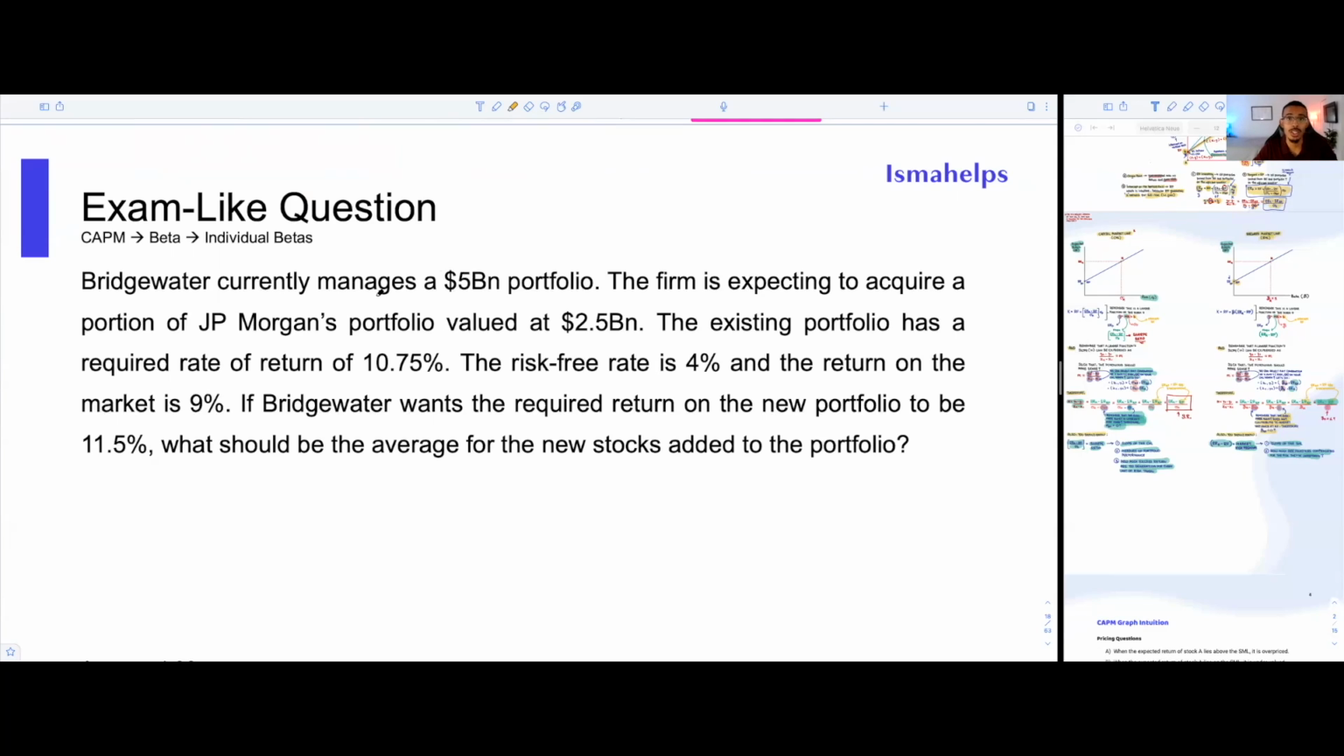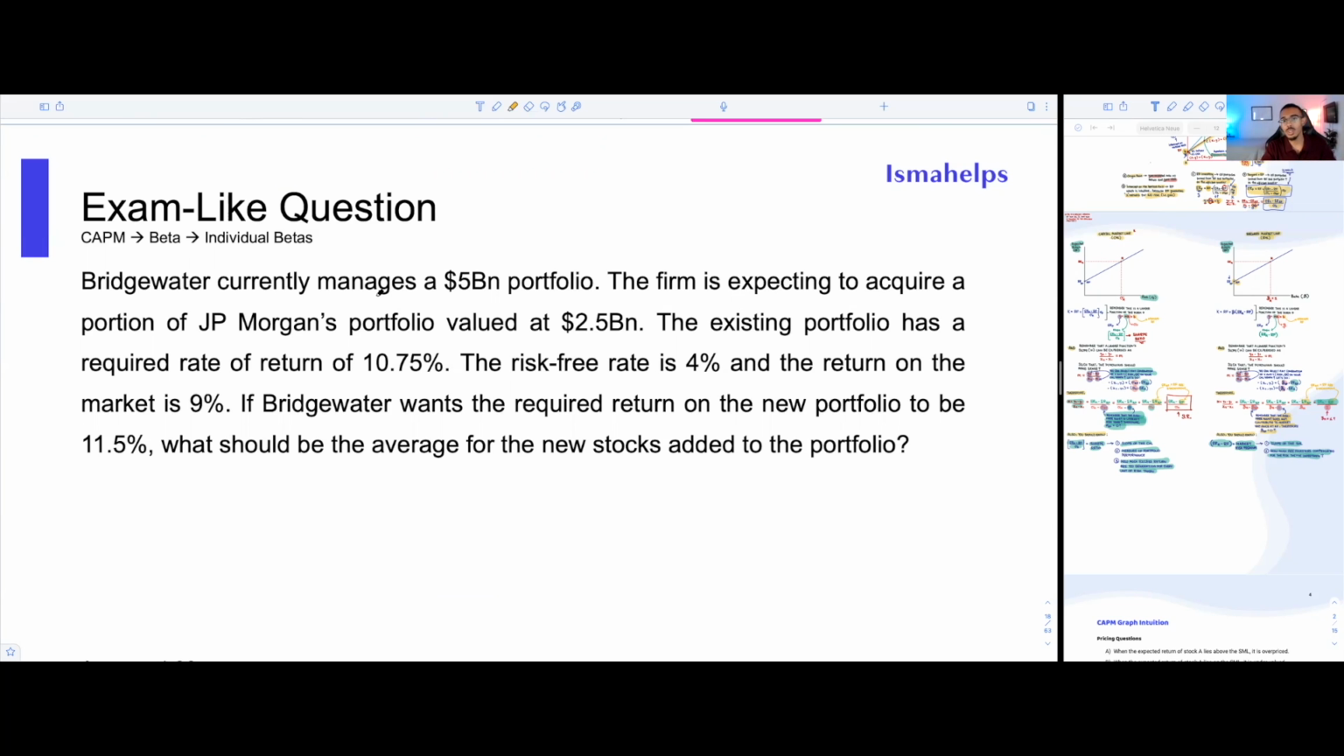So here's another question on the capital asset pricing model chapter, and we're going to look at betas once again. But now we're not going to solve for the portfolio beta. We're not going to solve for the new portfolio beta, but we're going to solve for the individual beta. So the beta of an individual security, just one single unit. It's going to be interesting.